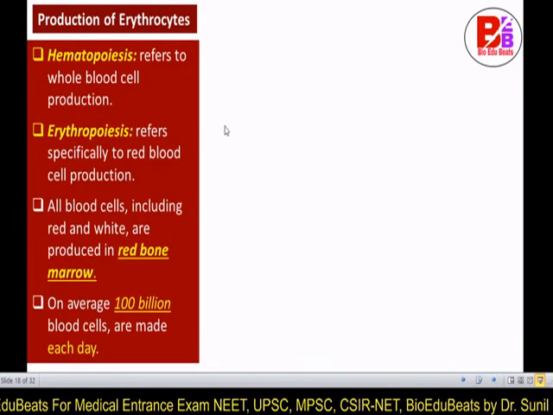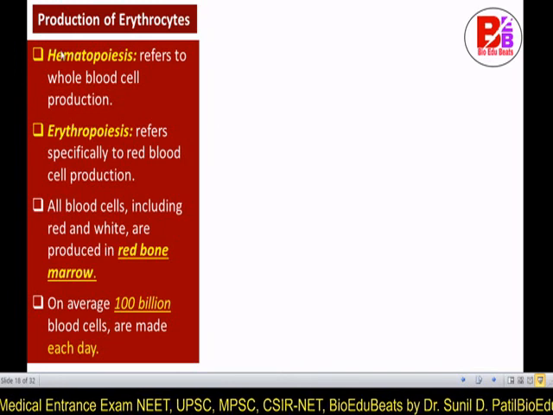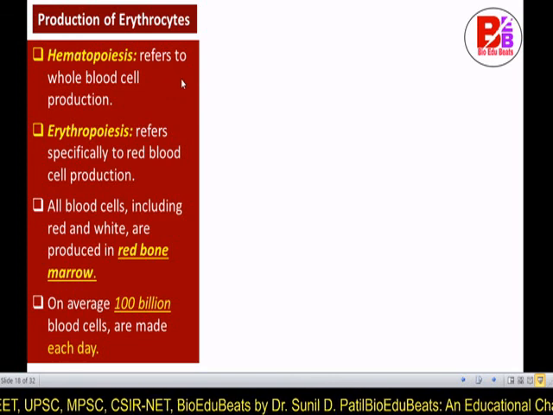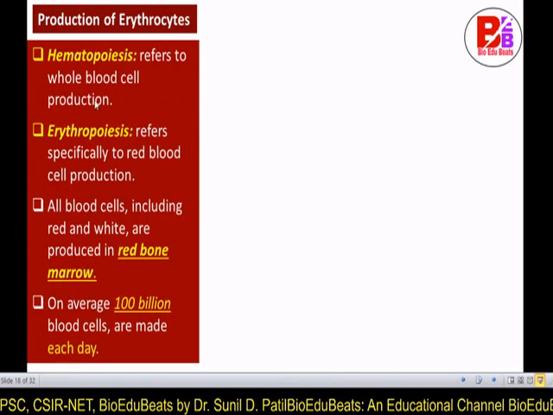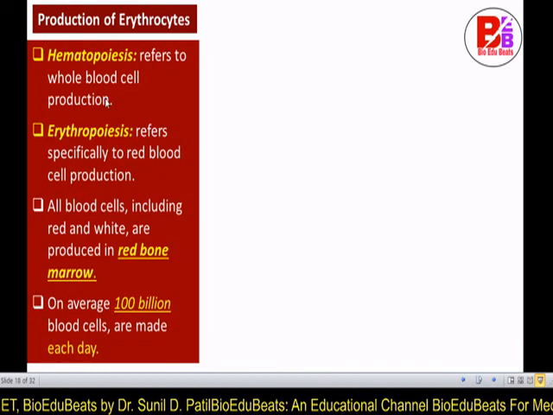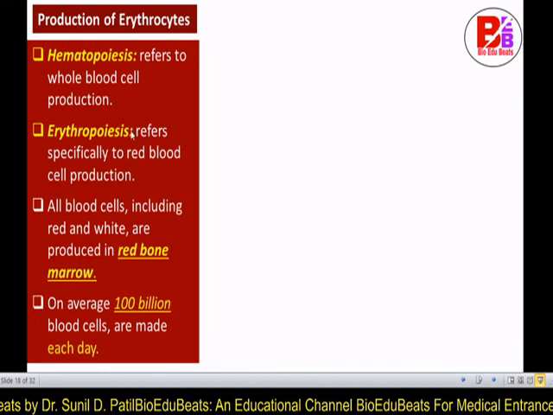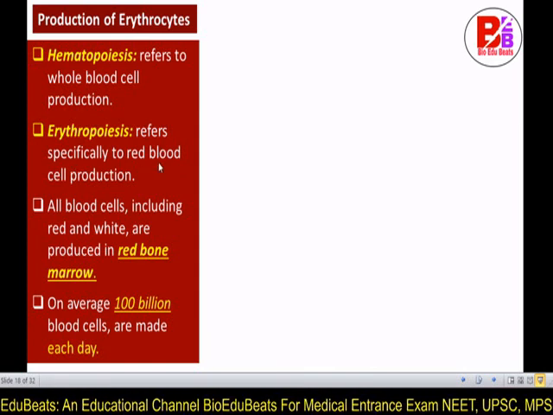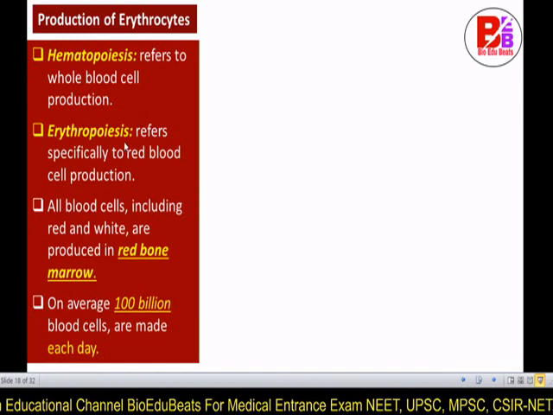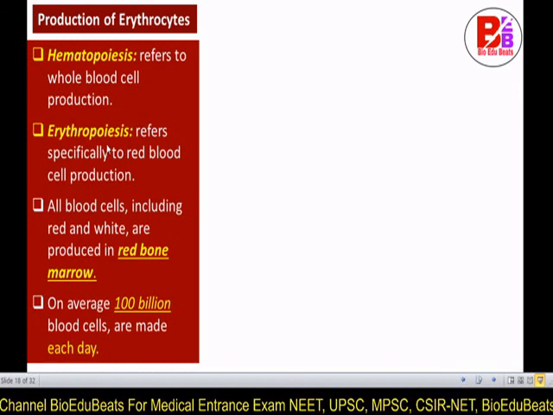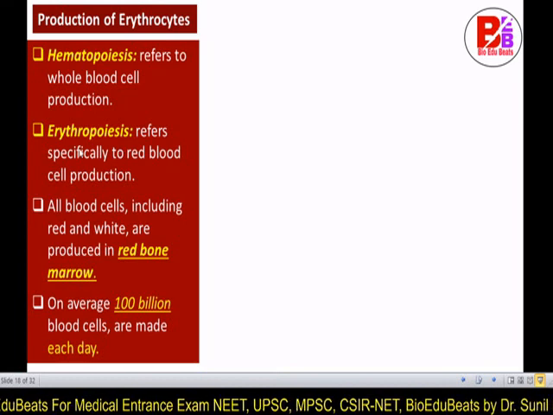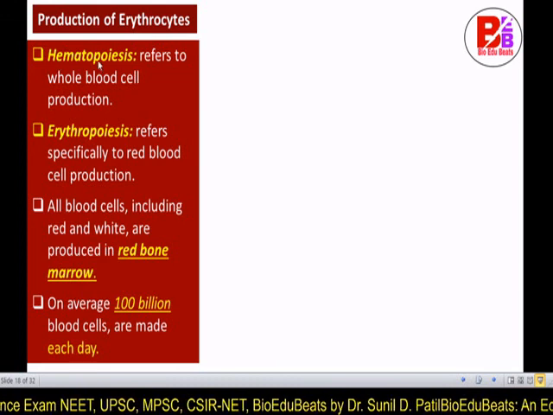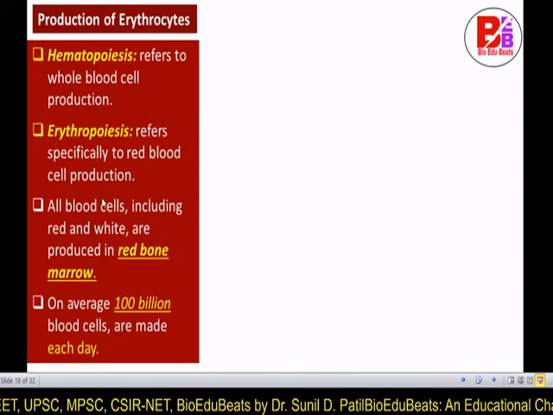Then we are going to turn to the production of blood cells. The first term is hematopoiesis. Hematopoiesis refers to whole blood cell production; production of all blood cells is called hematopoiesis. And the term erythropoiesis refers to the production of red cells only. Erythrocyte means RBC, and poiesis means formation. So formation of RBCs is called erythropoiesis, and formation of all cells is hematopoiesis. Actually these two start from the same stem cells. We are going to see in detail.